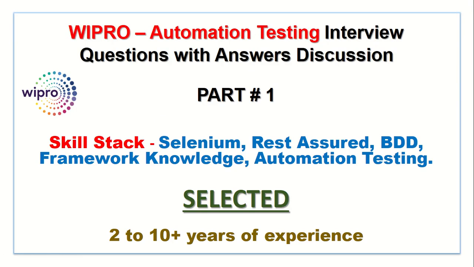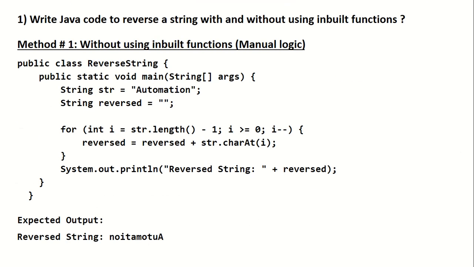Today let's discuss the important interview questions asked in WIPRO for the automation testing role along with answers. Part 1 will be the discussion in this session today. The skill stack required for the job role is Selenium, Rest Assured, BDD, framework level knowledge, automation testing knowledge. The candidate has been selected in the interview, and these interview questions are for the experience range from 2 to 10 plus years of experience. Okay, let's get started quickly.